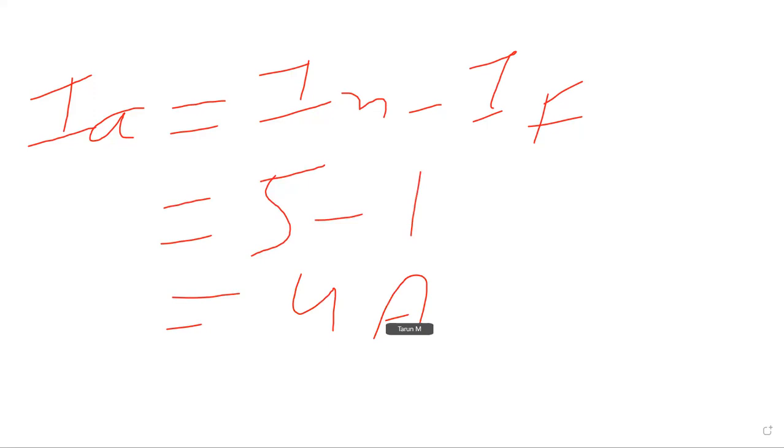Similarly, we are going to calculate this. Armature current IA equal to what? IM minus IF.